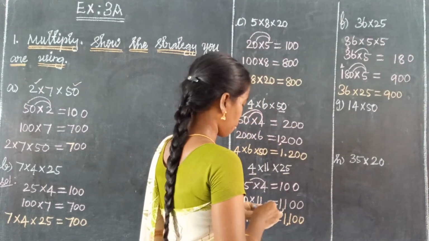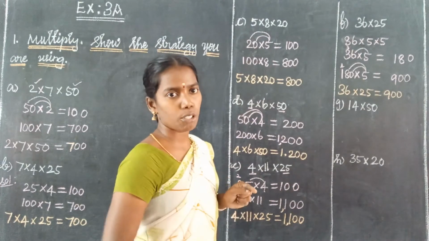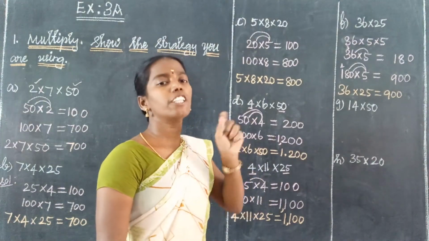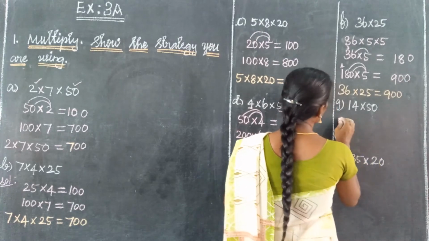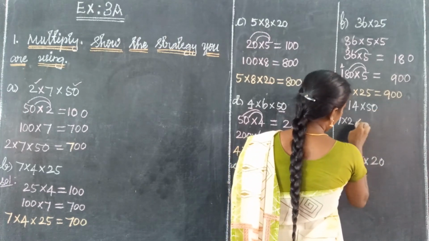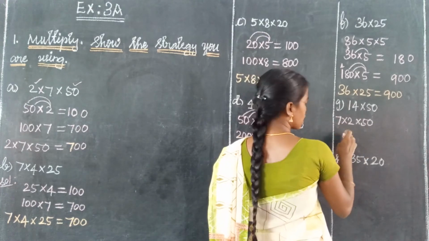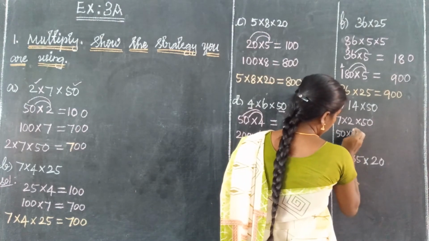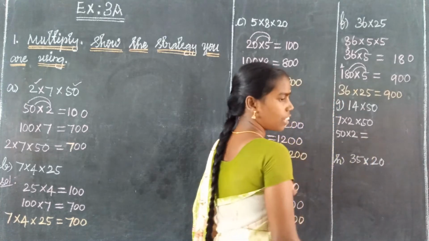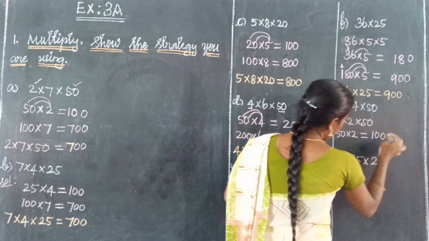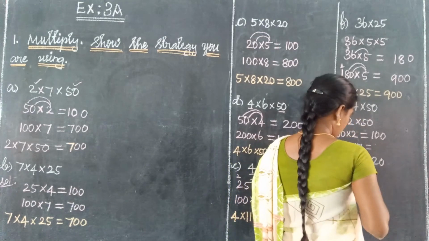And then problem G: 14 into 50. 14 is 7 2s, so we can split it, and 50 is 25 into 2. I choose this 14, splitting it as 7 2s are 14. First I am choosing this 50 and the second one is 7, so 50 into 7 into 2. 50 into 7: 1 50s are 50, 2 50s are 100. And then the third one is 700 into 7.